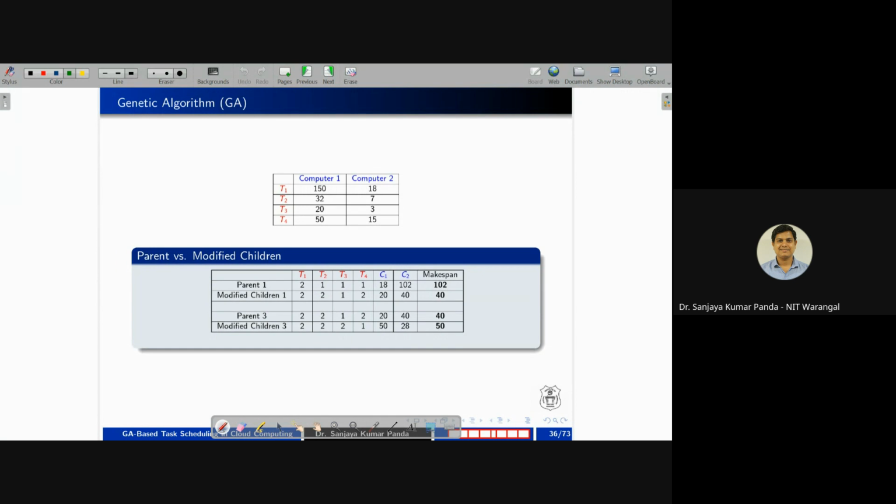Sir, my question is, what is the criteria to perform mutation in the given child or parent? There is no criteria, but there is a mutation rate. How many mutations you can do, there is a limitation in that. There is a bound for that. But you have to select it randomly.